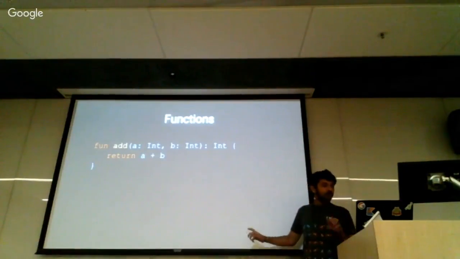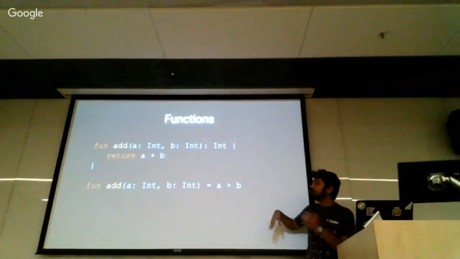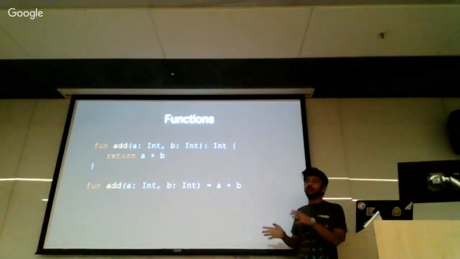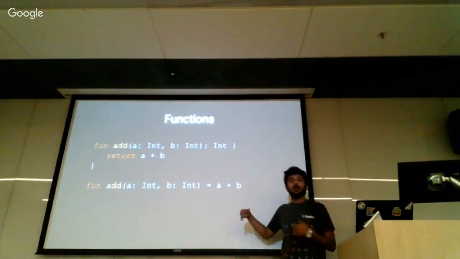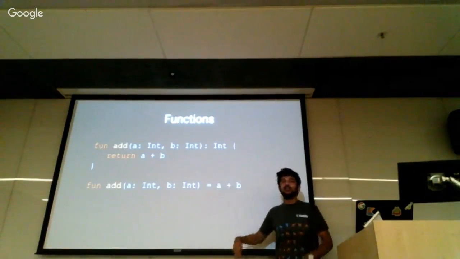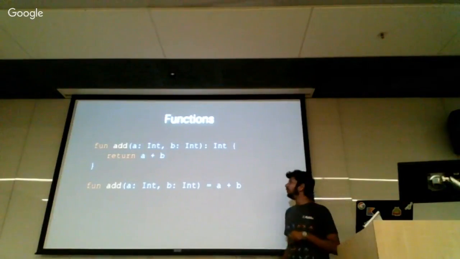And you can even do this. You can just directly cut the return type and cut the return code and just directly write equal to a plus b. You can make the code clean and concise. And if there are some cases where the compiler is not able to infer the return type automatically for some function, then you can explicitly tell it by using the colon, similar to the last case we saw.